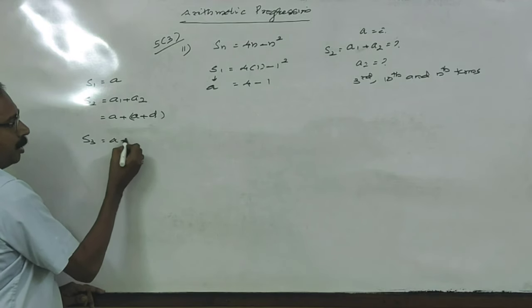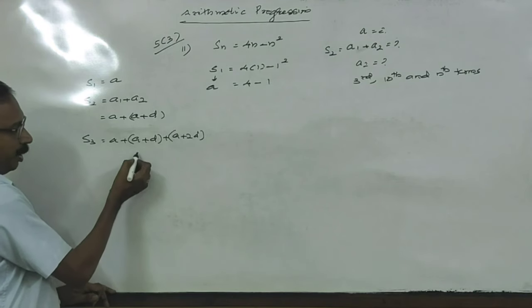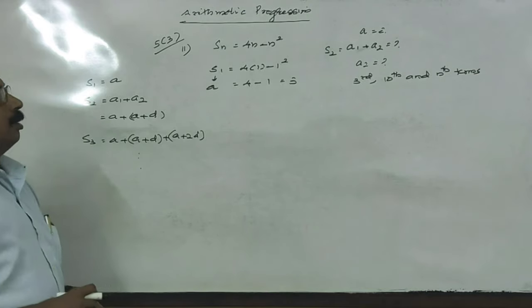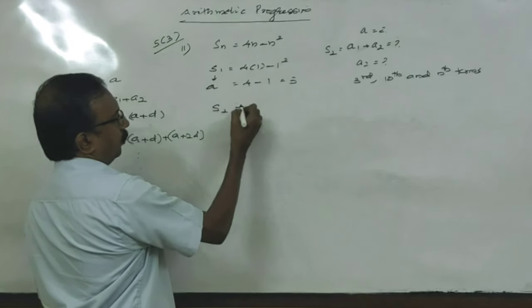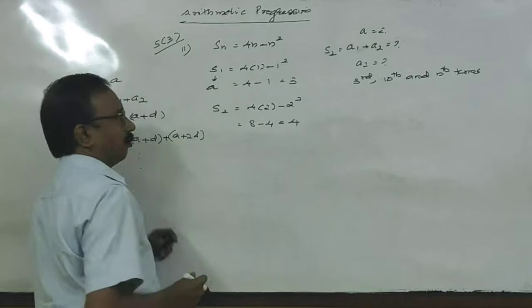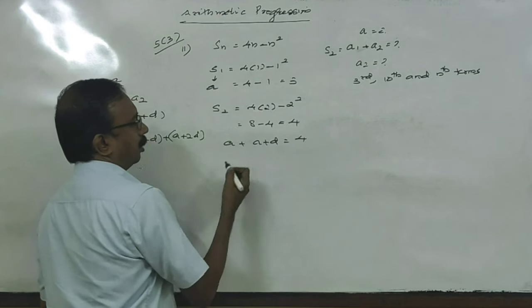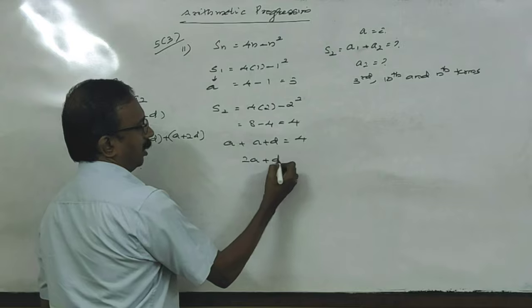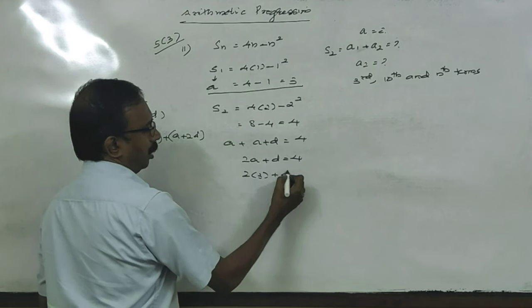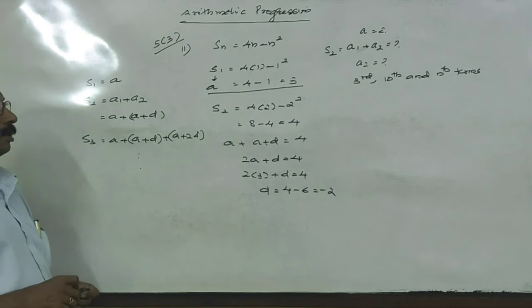Now S2 is equal to 4 into 2 minus 2 squared, that is 8 minus 4, which is 4. Actually, S2 is 2a plus d, and S2 is 4. Since a is 3, 2 into 3 plus d is equal to 4. Therefore, d is equal to 4 minus 6, that is minus 2. So a is 3 and d is minus 2.